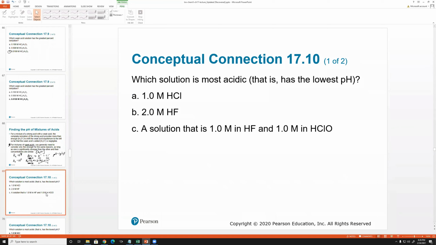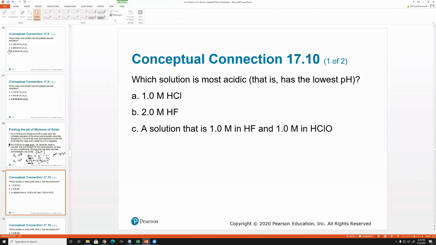All right, conceptual question. Which solution is more acidic? Now this should be going back to what's a strong acid, what's a strong base, what's going on here. So what do we think? We have HCl, we have HF, and we have a solution that's HCl and HClO. And Christina, yep, the answer is A.